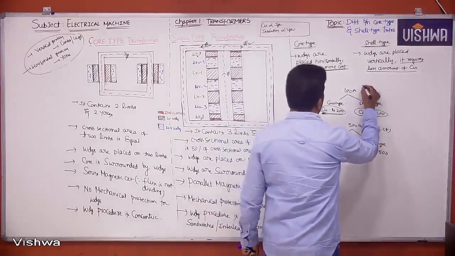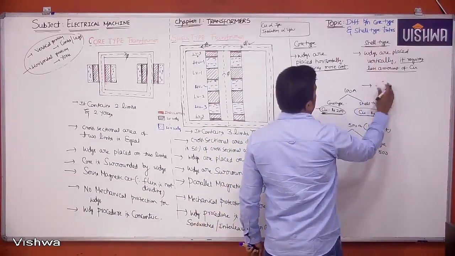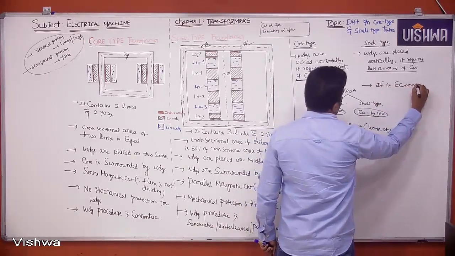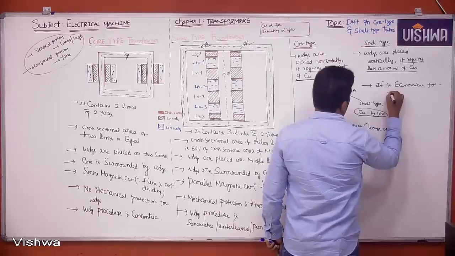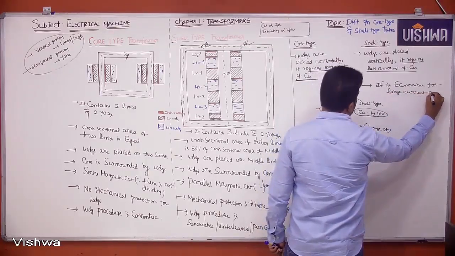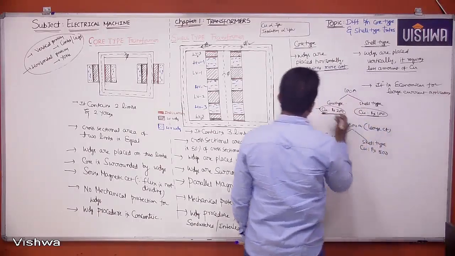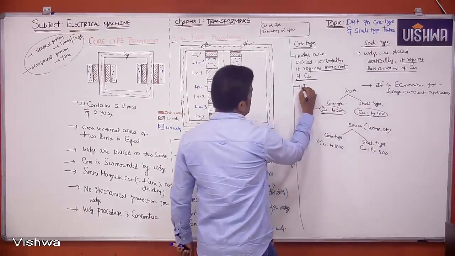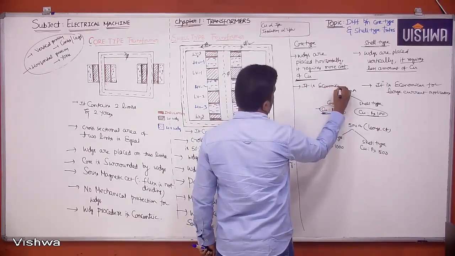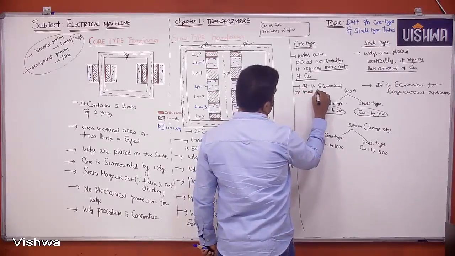So definitely shell type transformer is economical for large current applications. Let me write here: shell type transformer is economical for large current applications. What about this one? It is economical for small current applications.